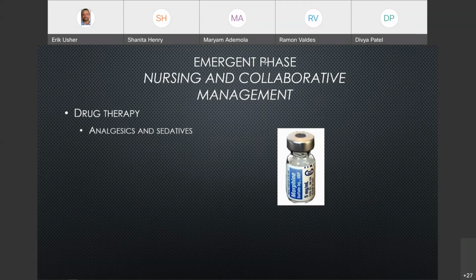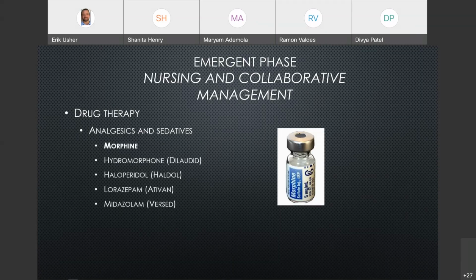We use drug therapy. Okay, we can use analgesics and sedatives. Morphine's a big one. Morphine is a very potent narcotic, although we do have other ones available on the market that have fewer side effects, like fentanyl. Dilaudid's another one. We can do combination therapy with some Haldol, lorazepam, and midazolam. So Versed and Ativan, again, sedatives and pain control are common for these patients.